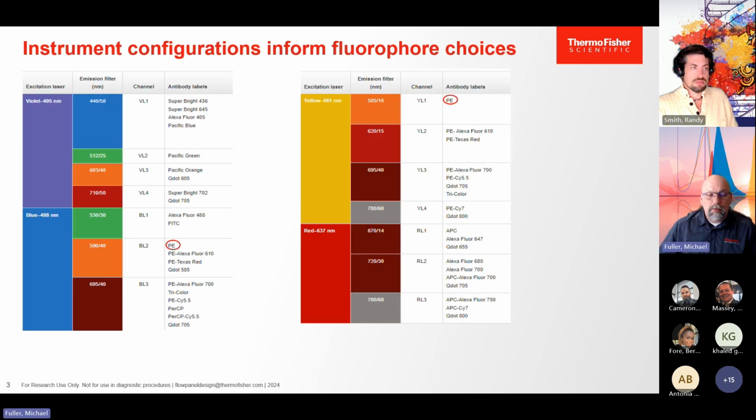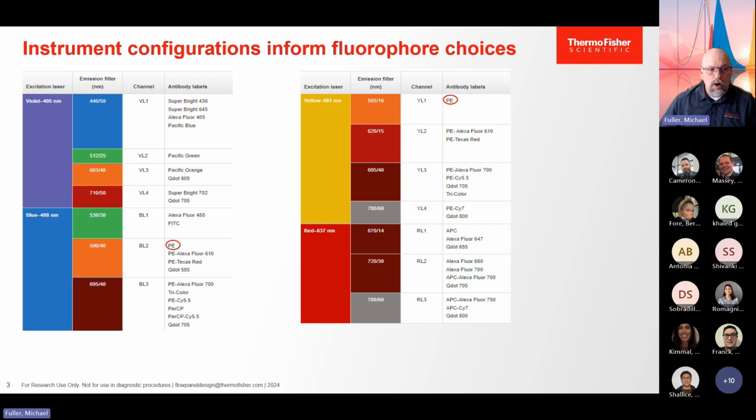Remembering back in that previous presentation, we introduced configuration charts for your instruments. These can be very useful. They quickly inform you what lasers you have available on your instrument, how many detectors you have, and what the filters are that determine what wavelength of light can be detected in those detectors. These are really useful if you're picking out fluorochromes. It's important to know which detector they will be recognized in. You can't simply assign them to random detectors.